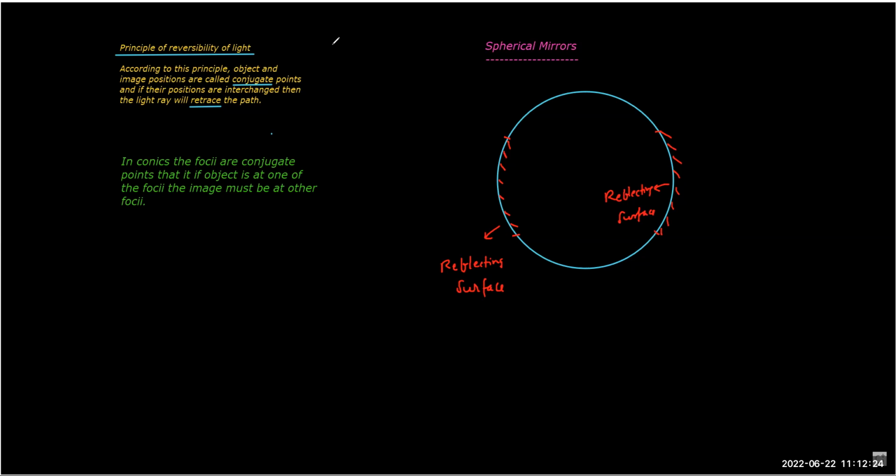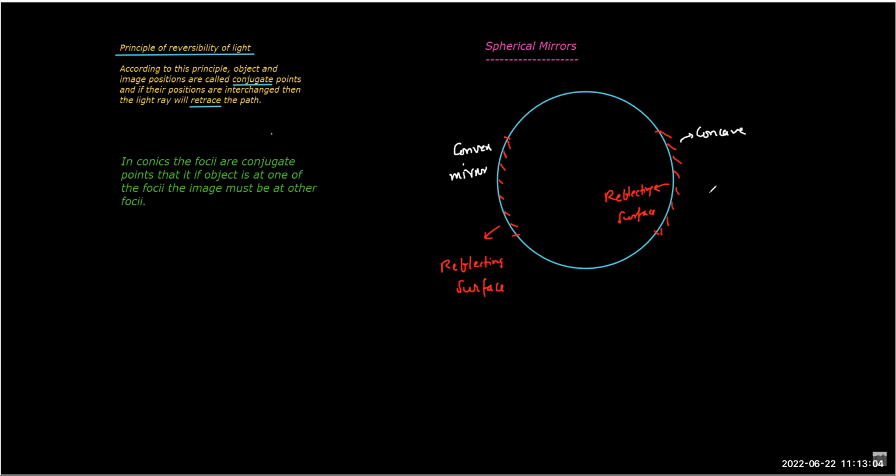So if the bulging outside is reflecting, what do we call it? Convex. It's called a convex mirror. And when the reflecting surface is like a cave, you can see this is like a cave inside. So what do we call it? Concave. So convex and concave are two nomenclatures, based on which side you polish and which side is the reflecting side.